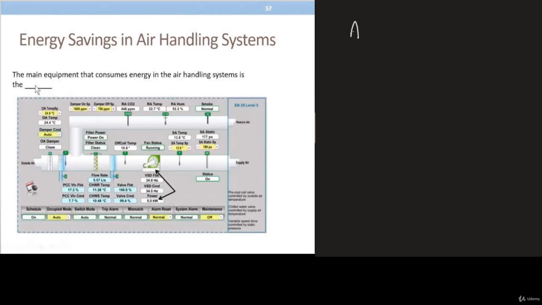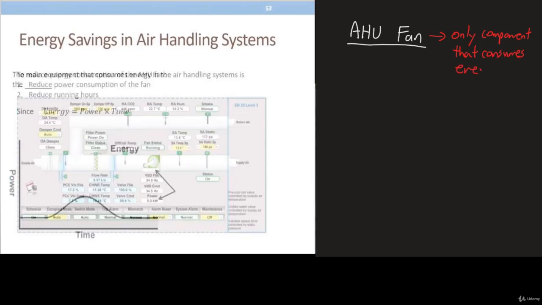Please write this down. Maybe it's not in the slide. It's your AHU fan. So maybe let me write this down. So over here, this one is your AHU fan. Your AHU fan is the one that consumes energy inside the air handling system.